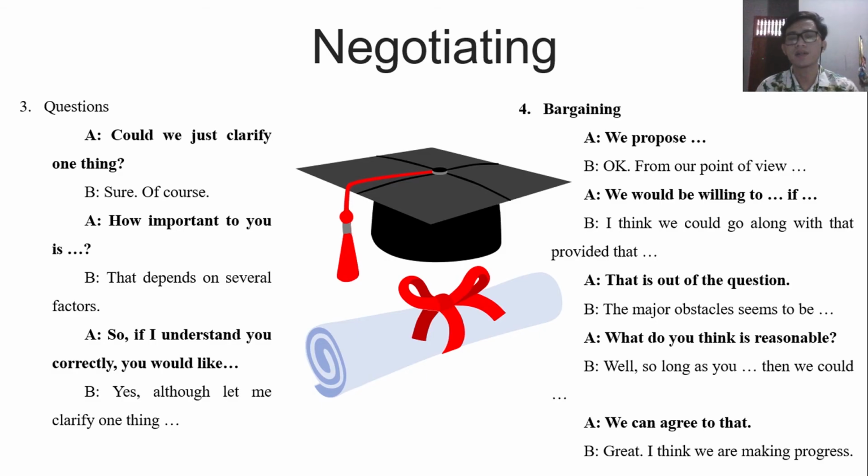So, in bargaining, there are some expressions that I state in this slide. The first one is we propose to, that is the negotiations, and then we will be willing to blah blah blah if, and then the next is that is out of the question, and then what do you think is reasonable, and the last is we can agree to that.